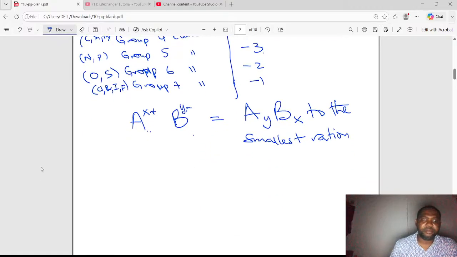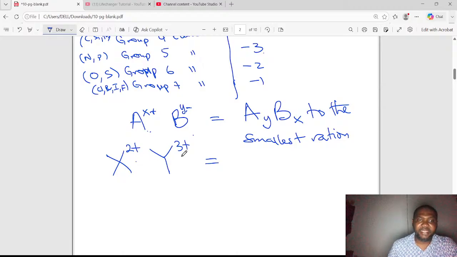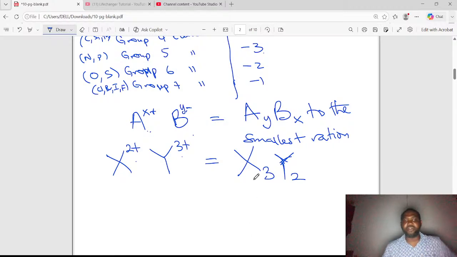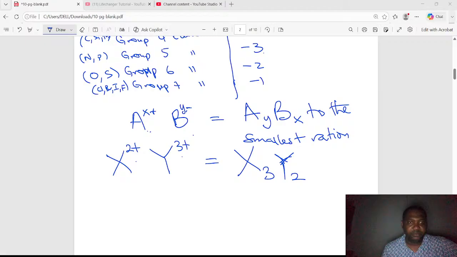So a good example, let's say I have an element X, the valency is plus 2. I have another element Y, the valency is plus 3. If I want to write this correctly, the way they can form a compound is by X3, Y2. That means you need 3X to combine with 2Y. Do we understand that?